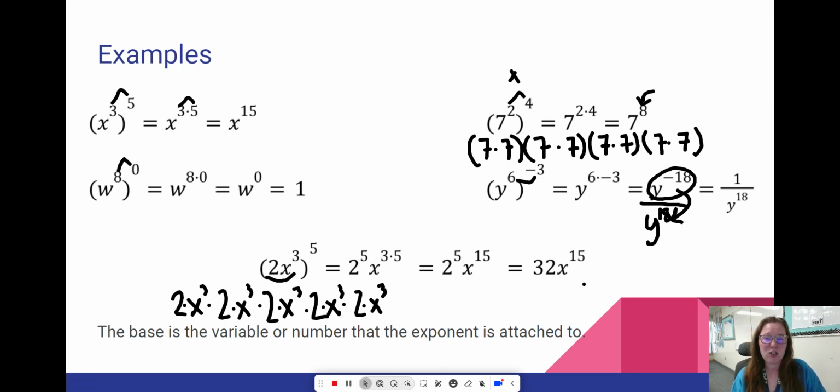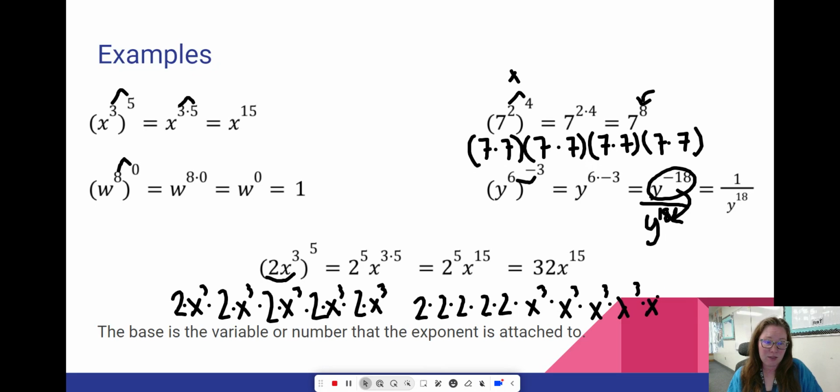And multiplication, we have the commutative property of multiplication. All that means is we're allowed to move things around. So I'm allowed to move all these 2's next to each other. 2 times 2 times 2 times 2 times 2. And I put all those in front. And then I'll put those x to the thirds in back. 1, 2, 3, 4, 5 in the back.